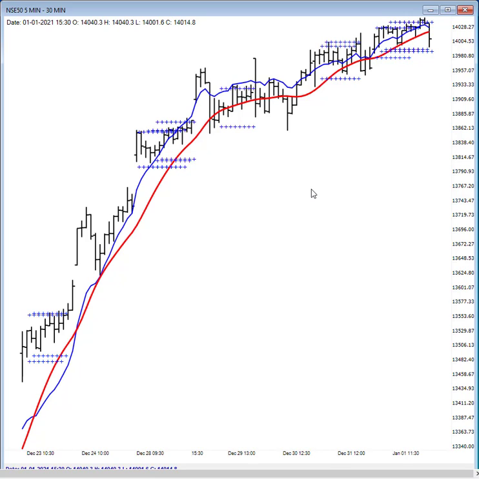Let's look at a third methodology. These are congestion zones. You can see these blue crosses plus areas between these are congestion zones. How many congestion zones are here from December 23? 1, 2, 3, 4 and 5.